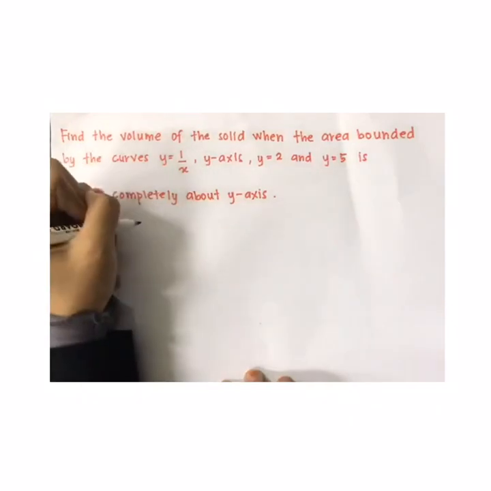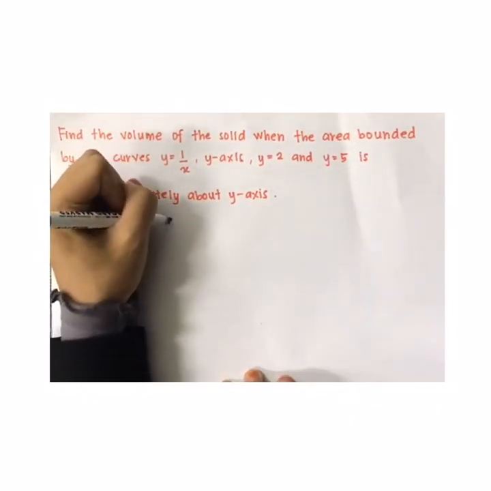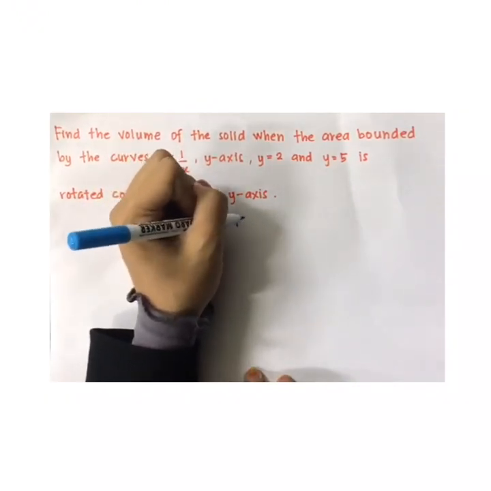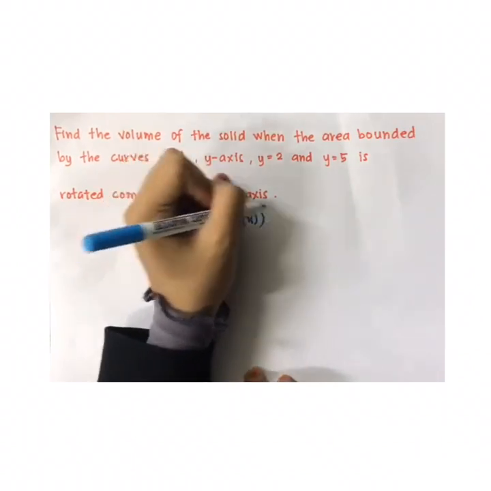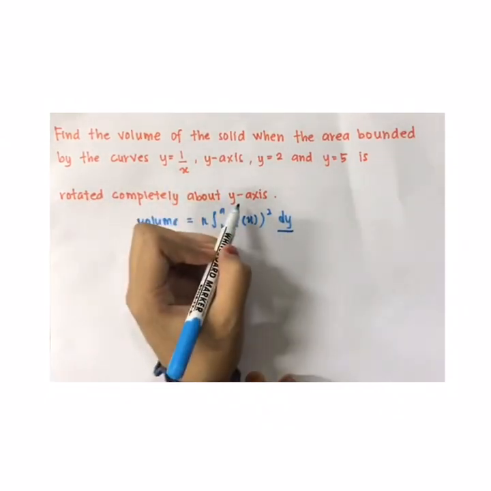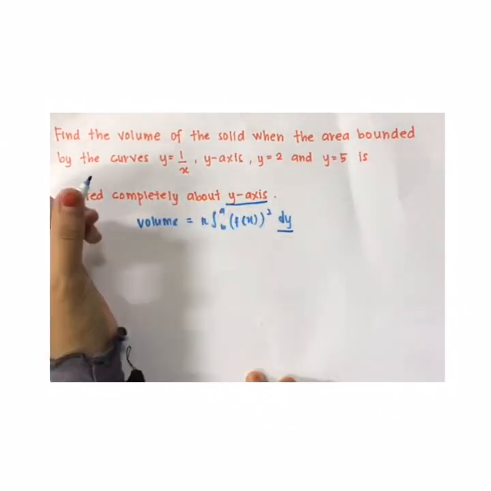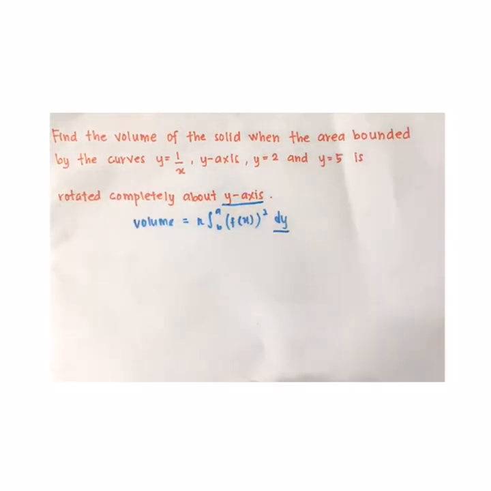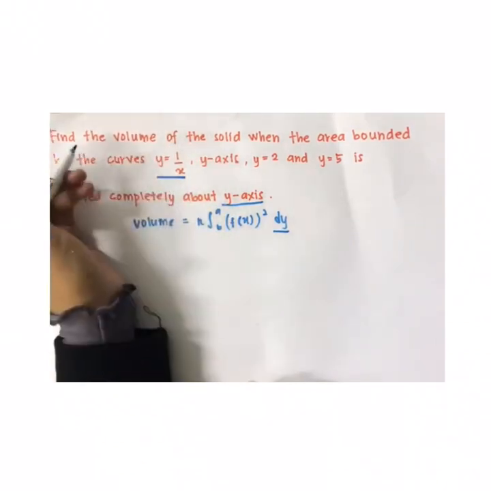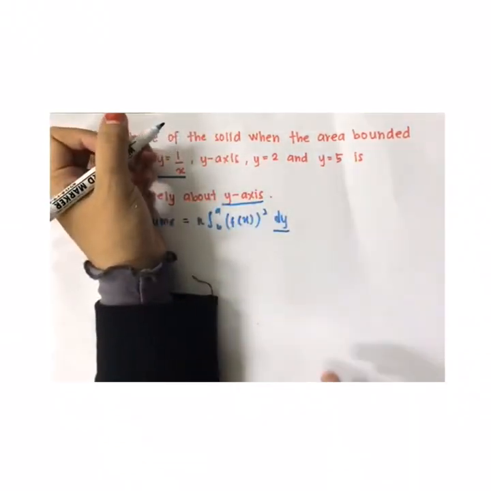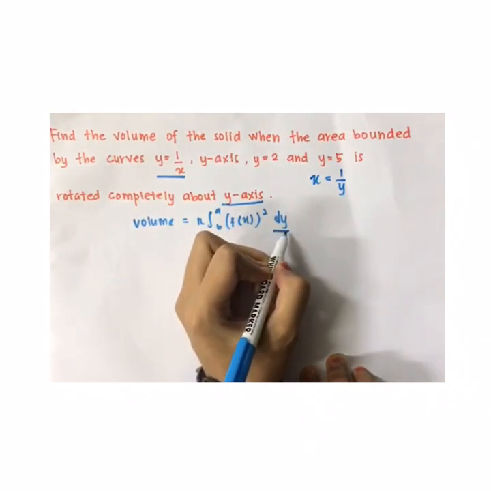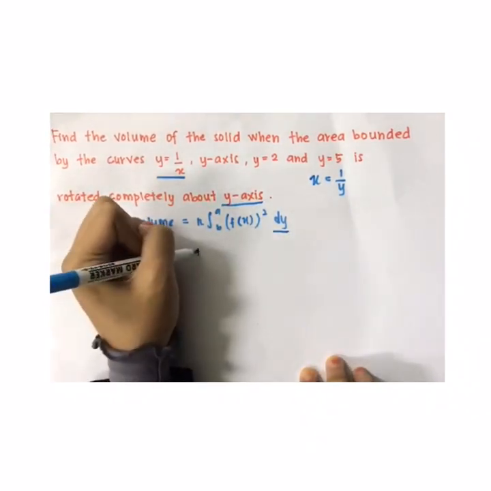Like the first question, we use the same formula. Volume equals to pi, but this time we have to use dy because the question given is the y axis, and there's a little bit different because y equals to 1 over x. We have to change the place to be x equals to 1 over y because we use the dy. So we can proceed to the next step.